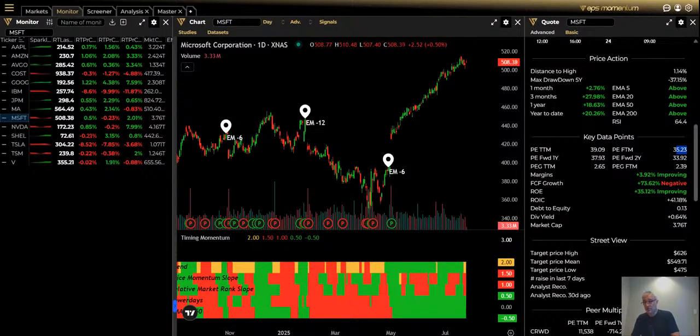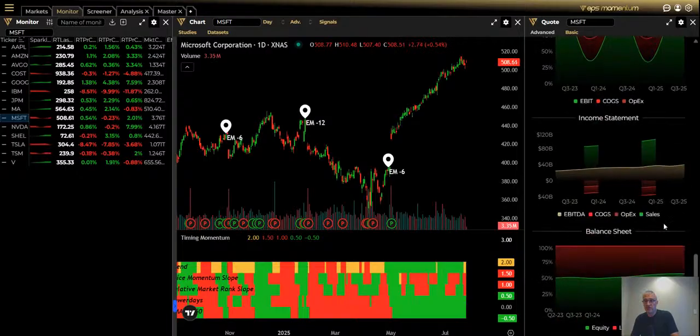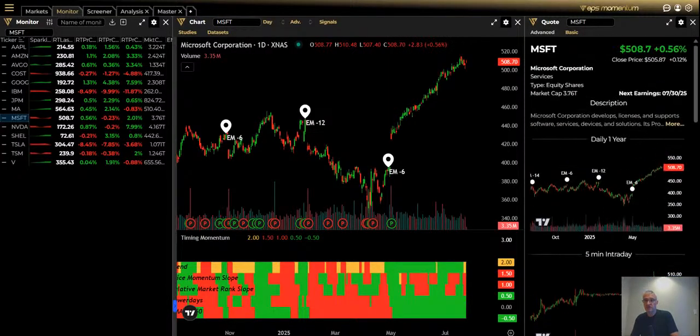You get the mean target price from the Street and the analyst recommendation. Anything close to 1 is best, and 5 is a sell. 1 is a strong buy. So that's 1.23, which is extremely good. 30 days ago it was 1.28, now it's 1.23, so it's improving. You can see a couple of financial metrics here. You can see the news. You should be able to see financial data, and that's it.